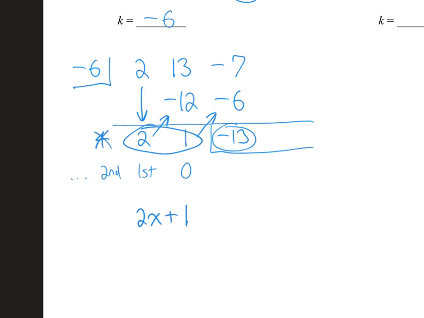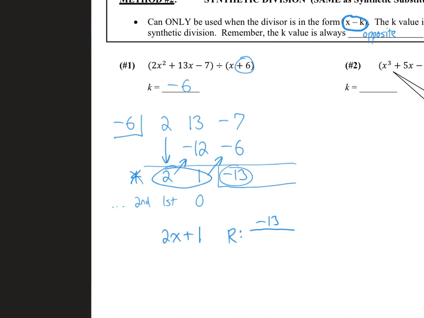We don't have that for this one, but we have 2x plus 1, and then our remainder is going to be the negative 13, and we put it over the divisor. In this case, you got to be careful. The divisor is not negative 6. It is x plus 6, which is up there. So this is our final answer.